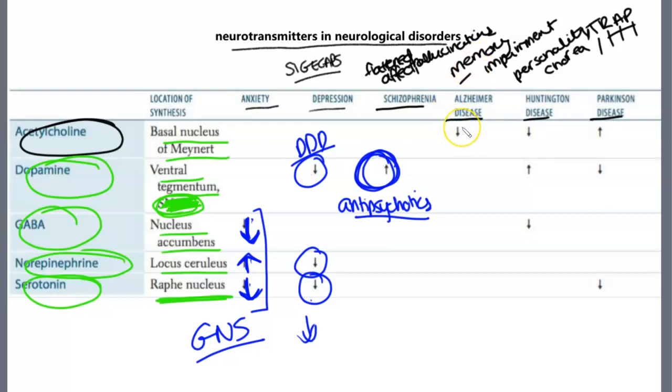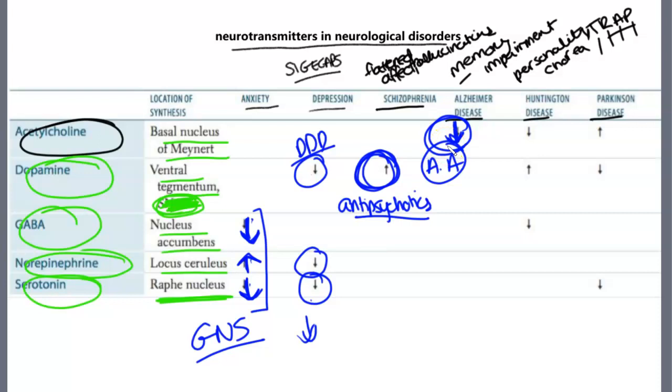The next one is Alzheimer's disease, only one to note here as well, and that's going to be acetylcholine, and acetylcholine goes down. So remember that with Alzheimer's disease, memory impairment causes the person's level to go down. Just remember that for Alzheimer's disease, acetylcholine, AA, you can remember it that way, A and A, and then they both go down.